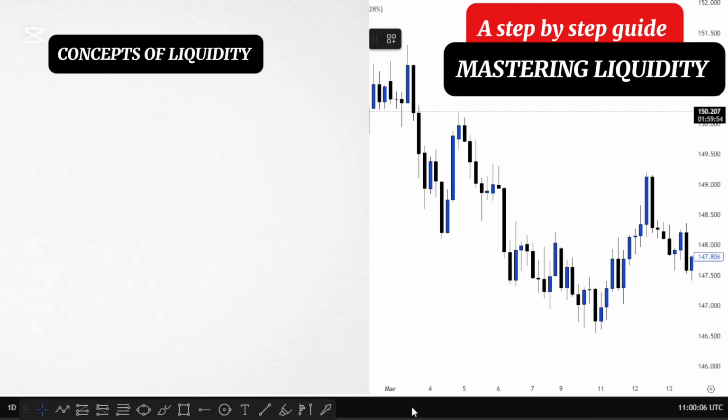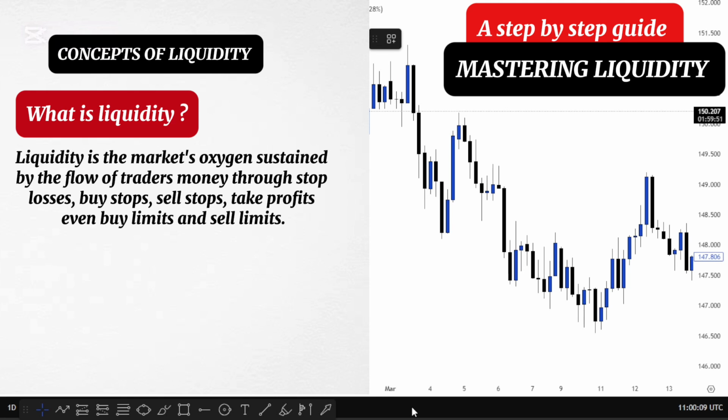So what is liquidity? Liquidity is what sustains the market by the flow of traders' money through stop loss, buy stops, sell stops, take profit, even buy limits, sell limits. Liquidity is like the oxygen of the market. The market cannot exist without what? Liquidity. So all the market needs is what? Liquidity. So the market thrives on what?